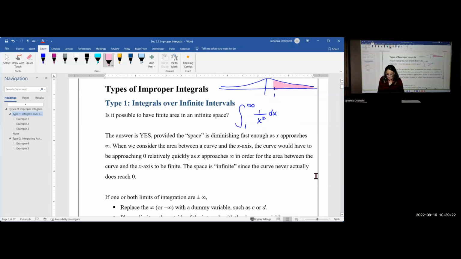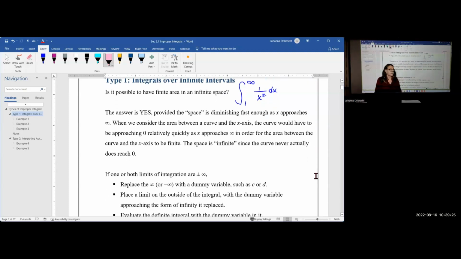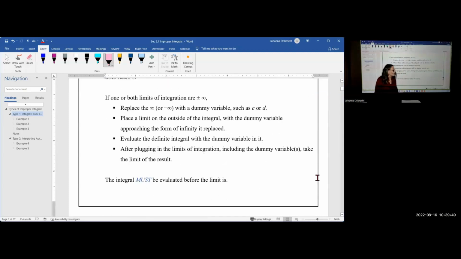So here are the basic techniques that we want to follow in a case like this, where one or both of our limits of integration are improper. And again, the only 2 improper values they can have are negative infinity or infinity. That's either far left or far right. I mean, that's pretty much your choice. So here's what we're going to do. If one or both of the limits of integration are infinity or negative infinity, then we're going to replace that improper value, infinity or negative infinity, with a dummy variable.